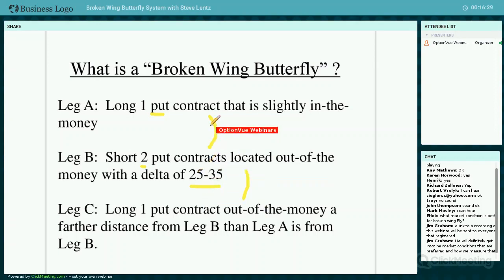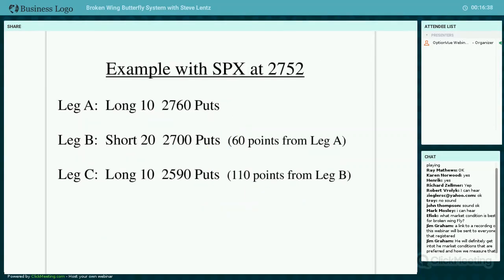A normal butterfly is where the distance from leg A to B is the same as B is to C. They're the same, but we're going to break that off on leg C and go way out of the money. Here's an example. When SPX was at 2752, leg A could be 8 points in the money at 2760. So I'm doing a 10-20-10 example here. Long 10 of the in the money puts, it's 8 points in the money. Then we go out of the money to the 2700s, 52 points out of the money for a total of 60 points distance from A to B.